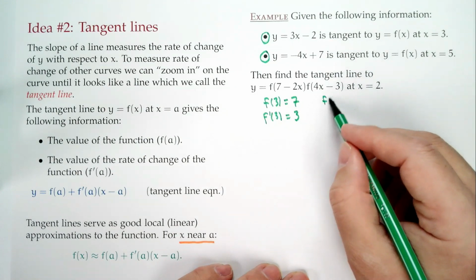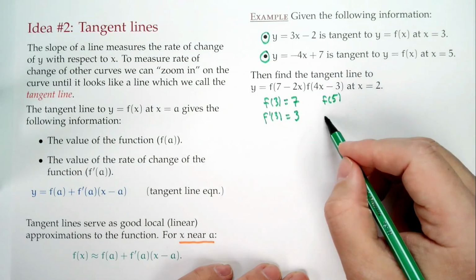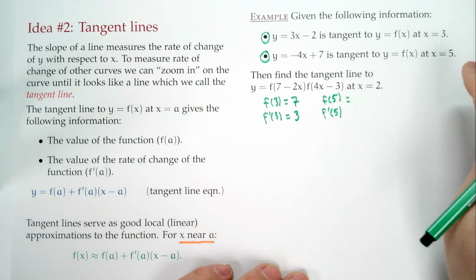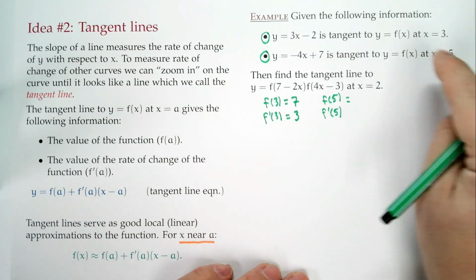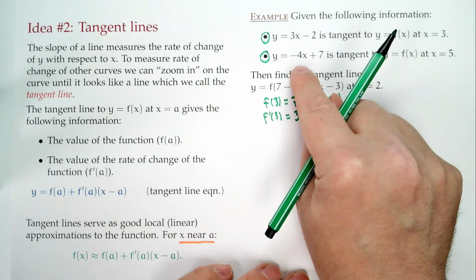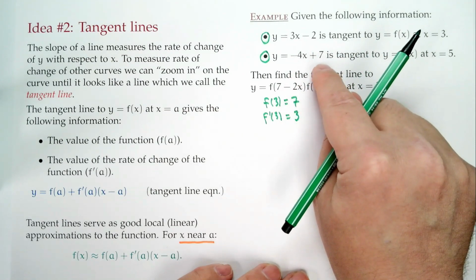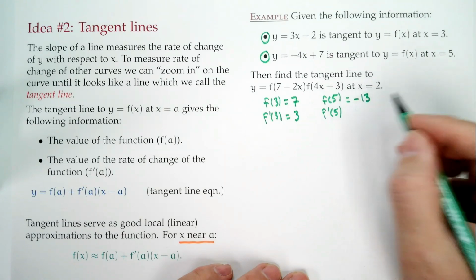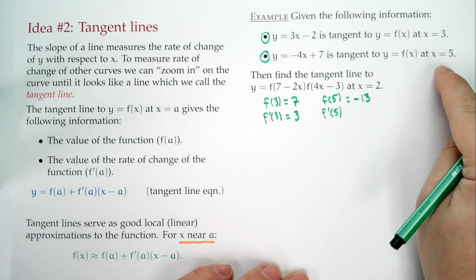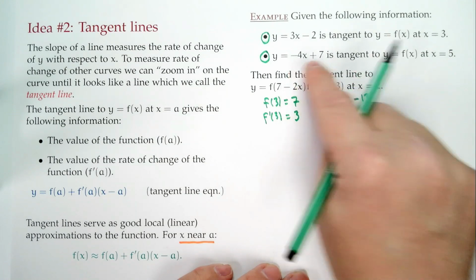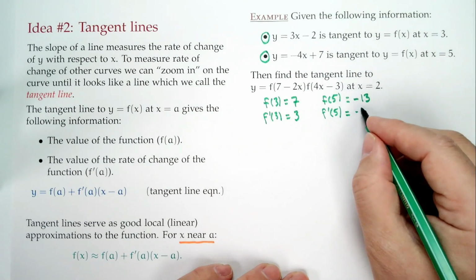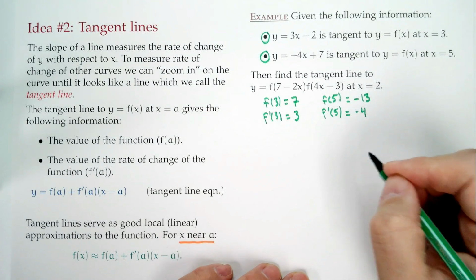We can get information about what's happening at 5, both for the function and the derivative. So we plug 5 in. We'll get negative 20 plus 7, negative 13. And if we want information about the slope, just read off the slope. So at 5, the slope is negative 4. F prime of 5 is negative 4.